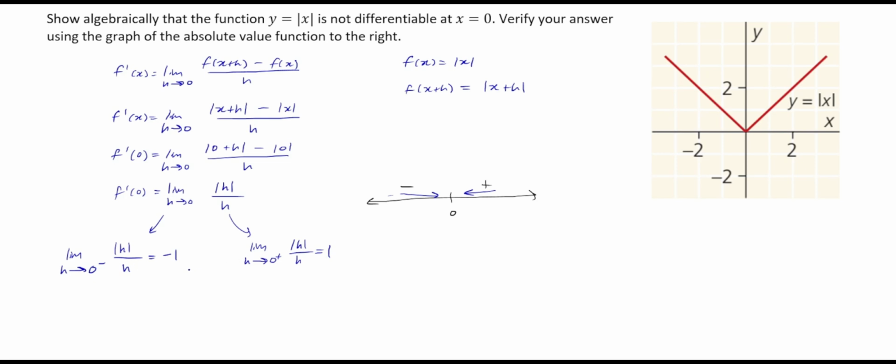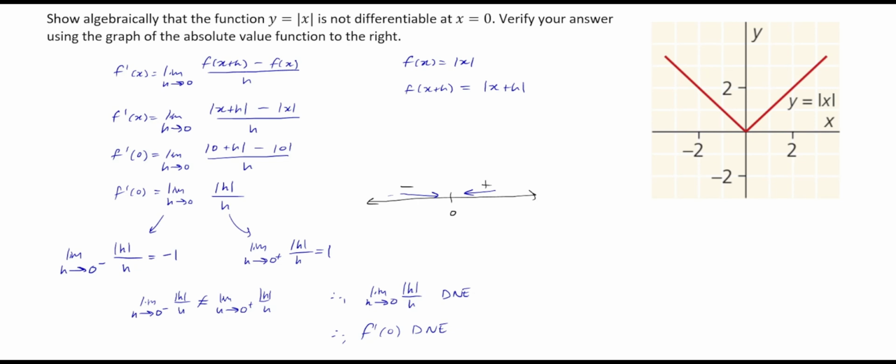And so what you might notice here is that if I approach this derivative from the left and if I approach it from the right, I obtain differing numbers. So the limit as h approaches 0 from the left of the absolute value of h over h does not equal the limit as h approaches 0 from the right. So therefore, the limit as h approaches 0 of this does not exist. And since this limit is just the derivative at 0, therefore the derivative at 0 does not exist.